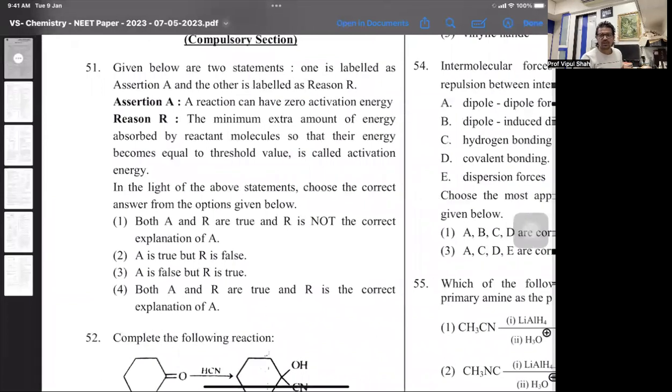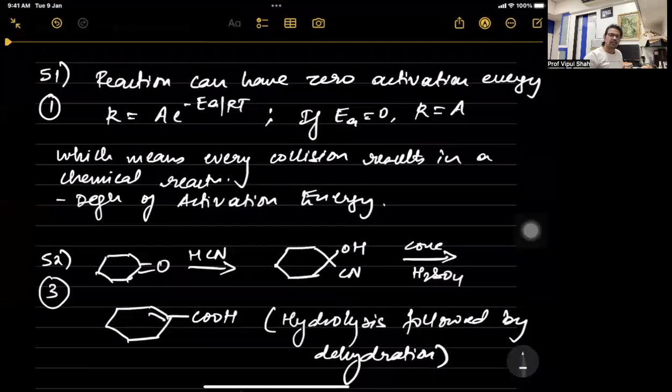That is possible because if there is zero activation energy, as per the equation, if you observe, K is equal to A e raised to minus Ea by RT. So if the activation energy is zero, K is equal to A, which means whatever collisions are happening between the molecules all lead to a perfect chemical reaction. That's one. So the first one is correct.